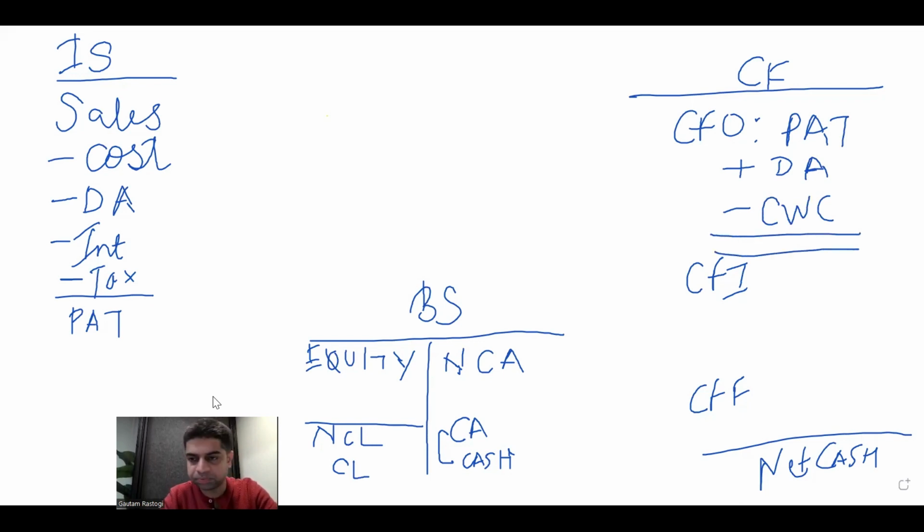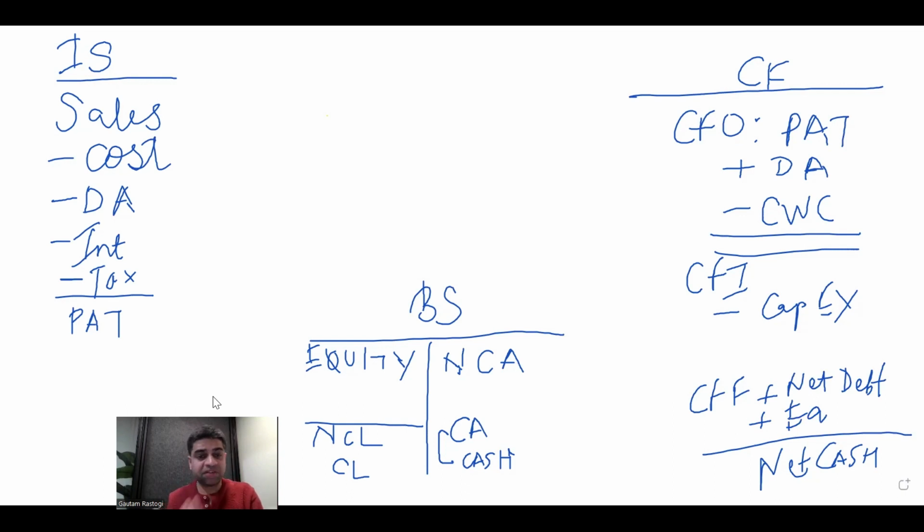In CFI, you net off any capex, and any investments that you do, just being a little high level. In CFF, cash flow from financing, if you take debt, any net debt issues get added here. Plus, if you are raising money through equity, that gets added, and if you are giving any dividends, you net them off here.